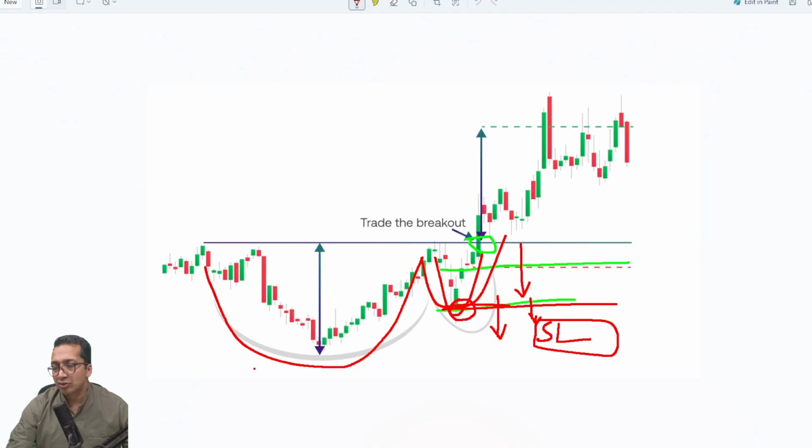Based on the situations, sometimes you take this as the stop loss as well, depending on how big this stop loss is and what your tolerance level is.